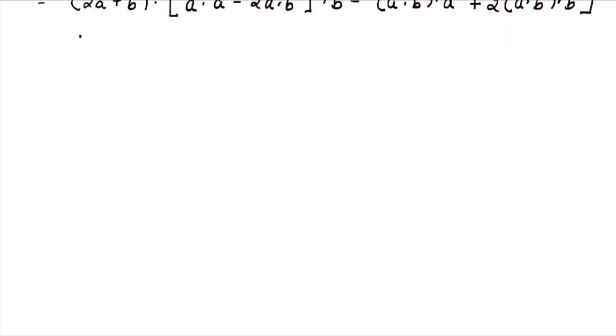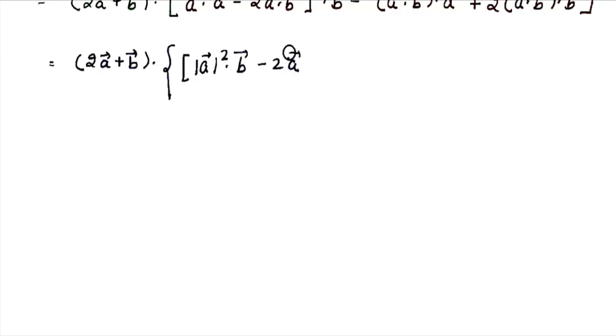Now we have to solve this equation. We keep 2A vector plus B vector as it is. Now we multiply the B vector inside. We know that A vector dot A vector is equal to the magnitude of A squared, dot B vector, minus 2A vector dot B vector, dot B vector. Now here we have A vector dot B vector dot A vector.